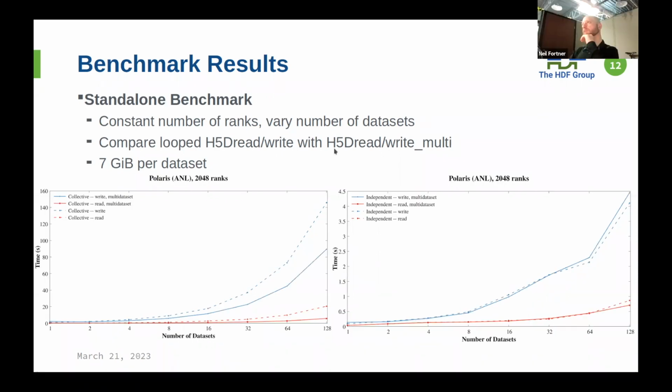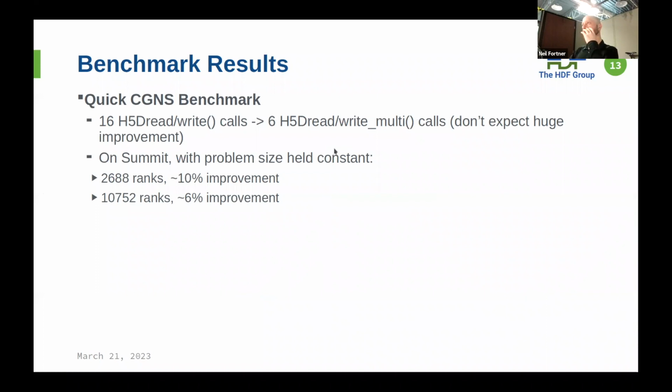All right. Another benchmark that doesn't have a graph was the real application CGNS. Since it's not a synthetic benchmark, it's not as tuned for showing the differences, and it's only reducing 16 calls to 6 multi calls, so it's not expected to show a huge difference. But we do see a 6 to 10% improvement in file throughput by enabling multi-dataset, which is not huge, but it's worthwhile.